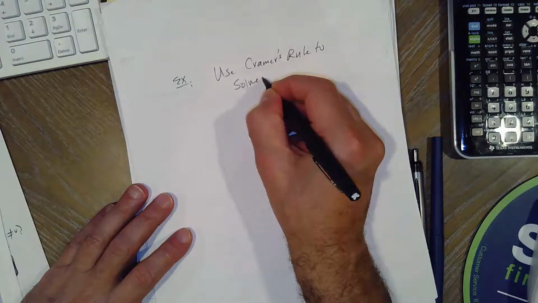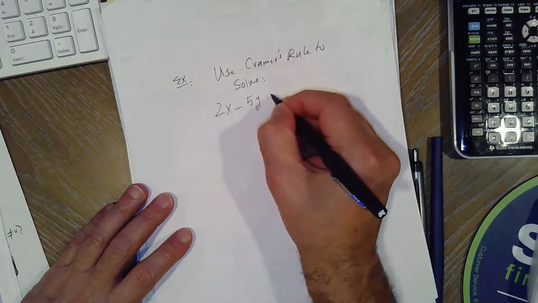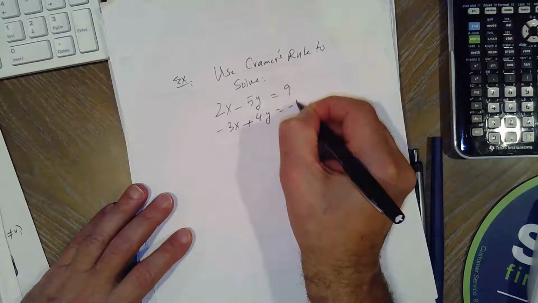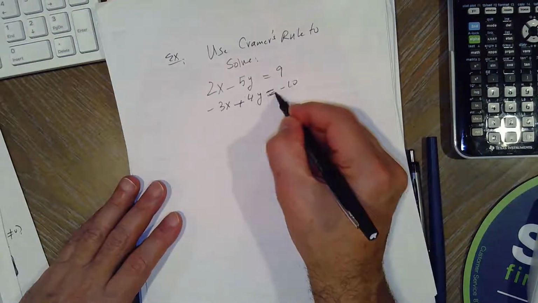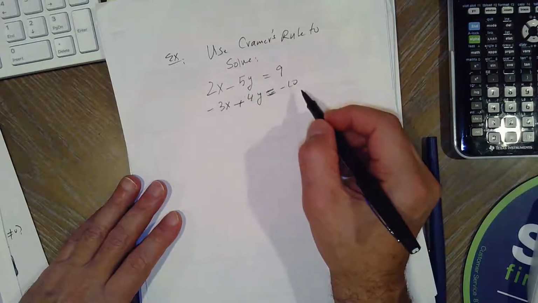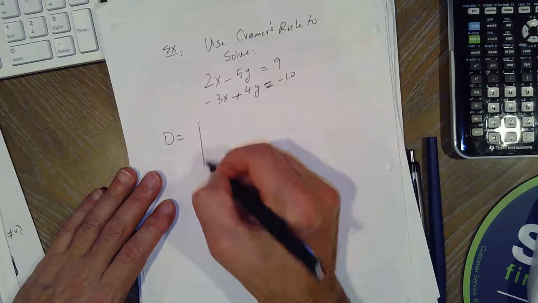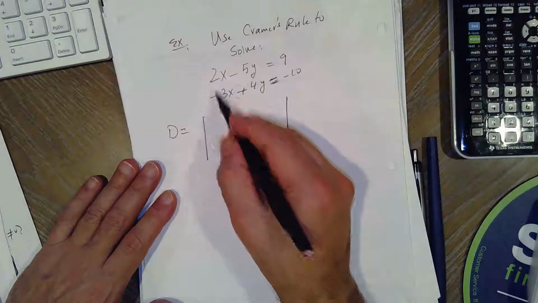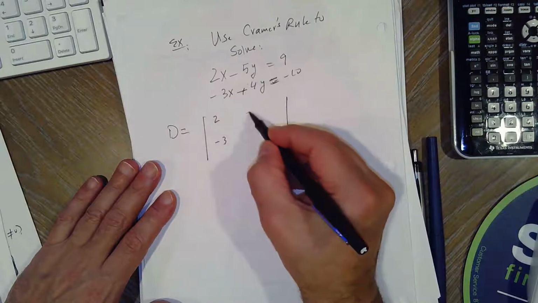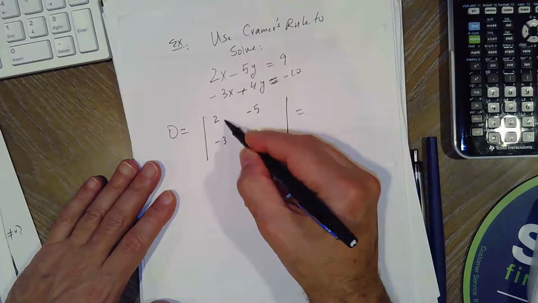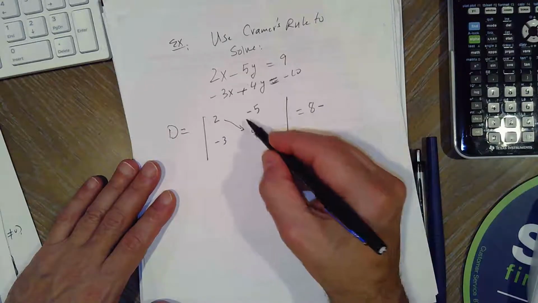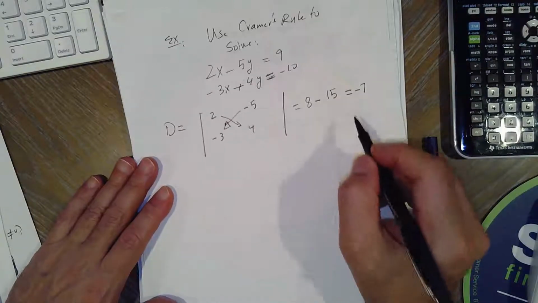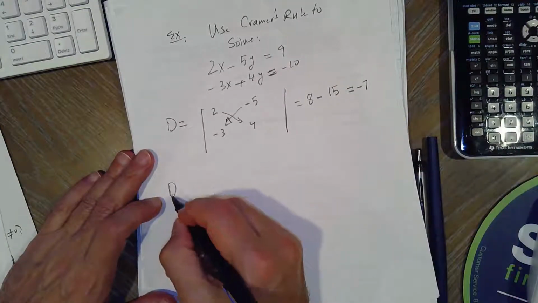To solve 2x minus 5y equals 9, negative 3x plus 4y equals negative 10. So when we say use Cramer's rule, the system has to be in general form, x, y, constant, it is. We find d first, because if d is 0, we don't want to do dx or dy, we have to do something else. X coefficients, y coefficients, so 2 times 4 is 8, minus negative 5 times negative 3 is 15, d is negative 7, as long as it's not 0, we go on.